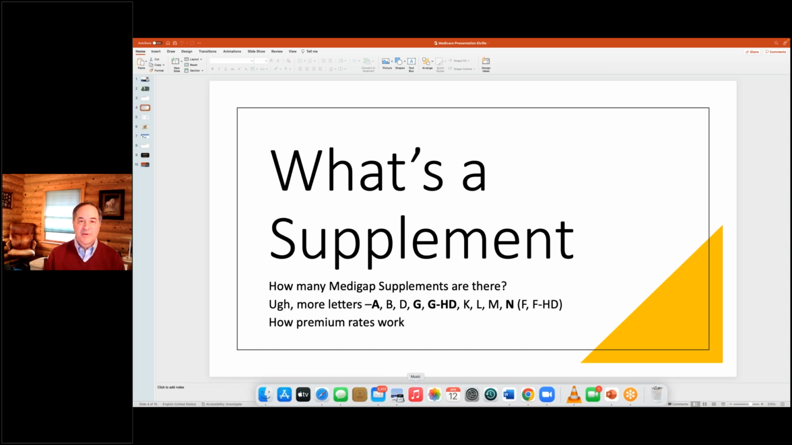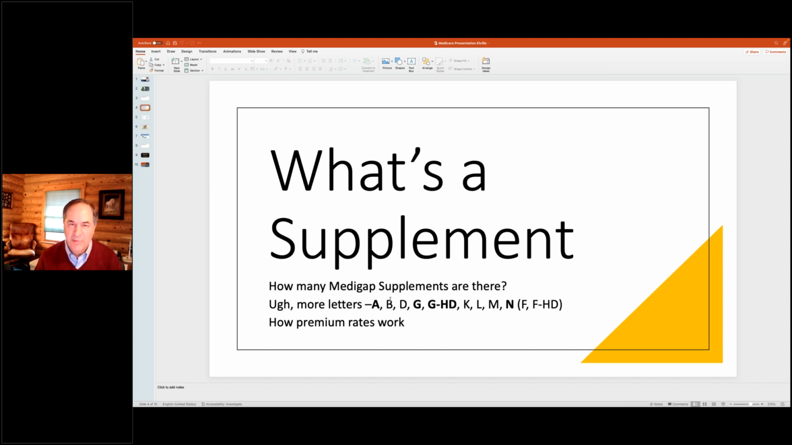Then there's K and L and M. Again, almost nobody buys those because there's lots of financial exposure in those. And then there's N. N is super popular because there's a little bit of out of pocket, but very good premiums. And then again, for the people that are older than prior to 2020, there's Plan F and Plan High Deductible F. All right, so you got all these different possible plans. Now, what you really want to understand is how these things actually work. But before we get there, I want to make one really important point.